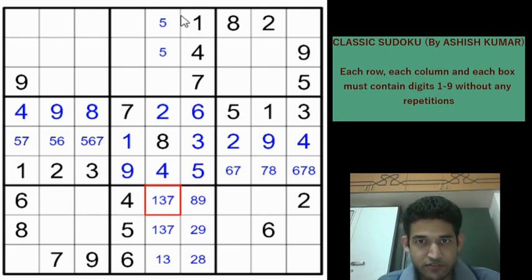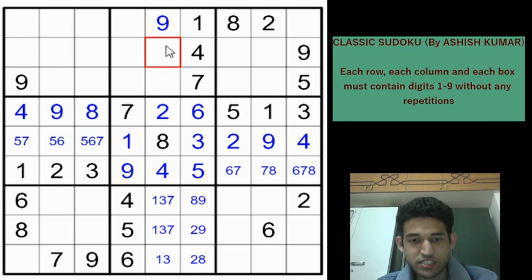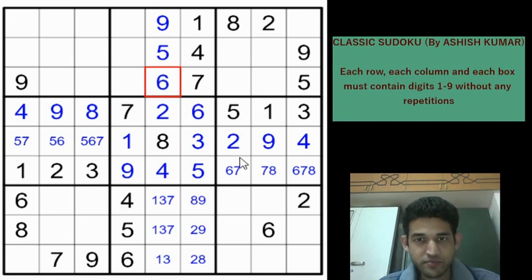Okay. Now let's fill column 5. 1, 3, 7, 2, 4, 8 have been filled. Remaining digits are 5, 6 and 9. But 9 is in row 2 and row 3. So 9 in box 2 can only go here, right? And this pushes the 5 to row 2 column 5. Okay. And the only digit possible here is 6.